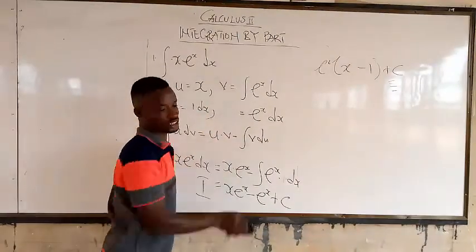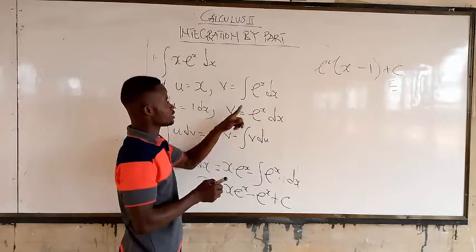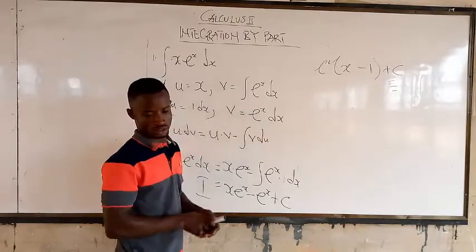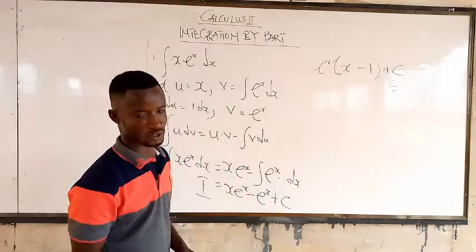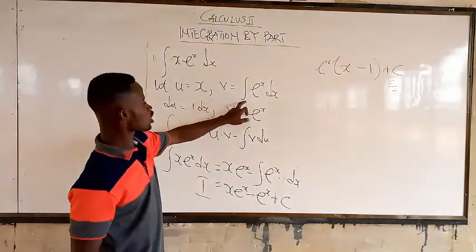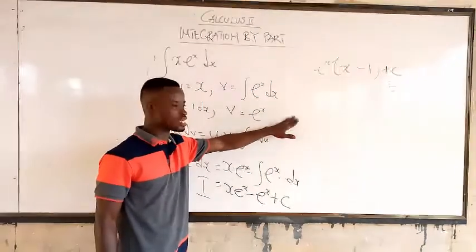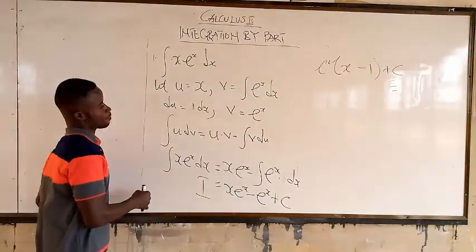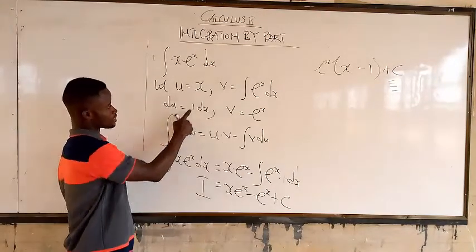You don't bring the v. So when you integrate this, you get e raised to the power s. And you don't bring these things, alright? If not, you will be confused. v is equal to this. So when you integrate this, you get e raised to the power x. Don't add any plus c. Alright. So now, by the formula, we know u is s.